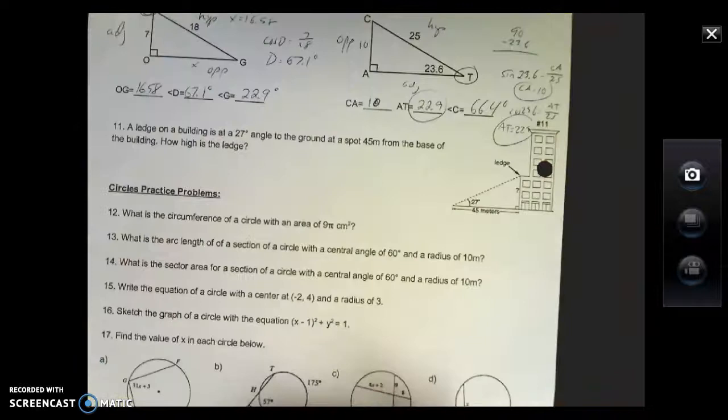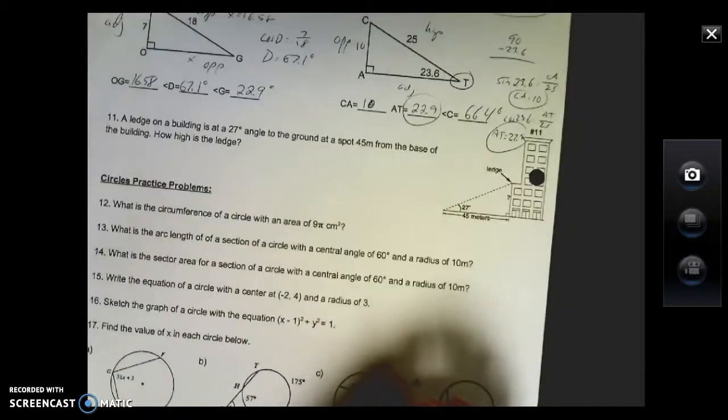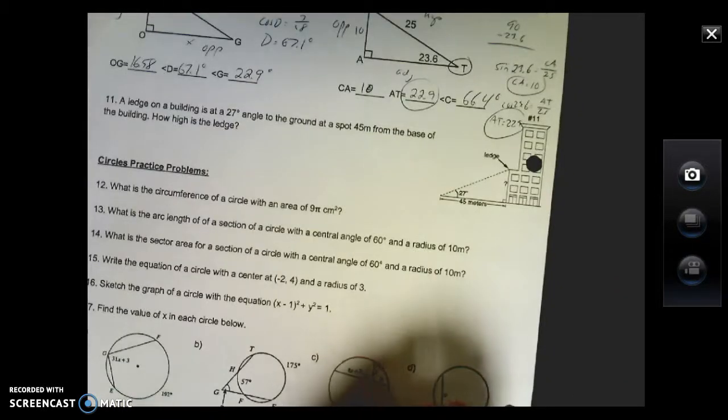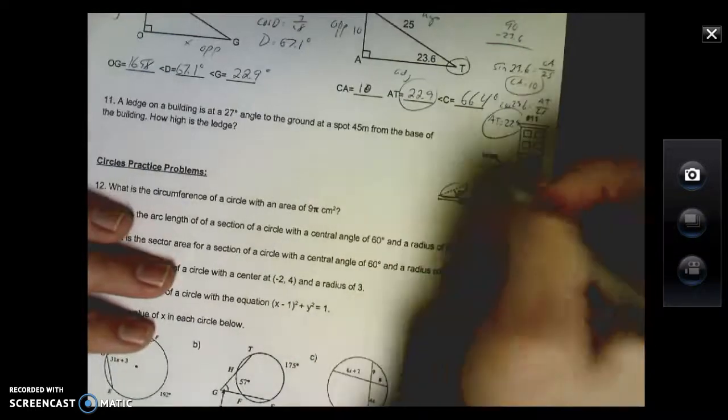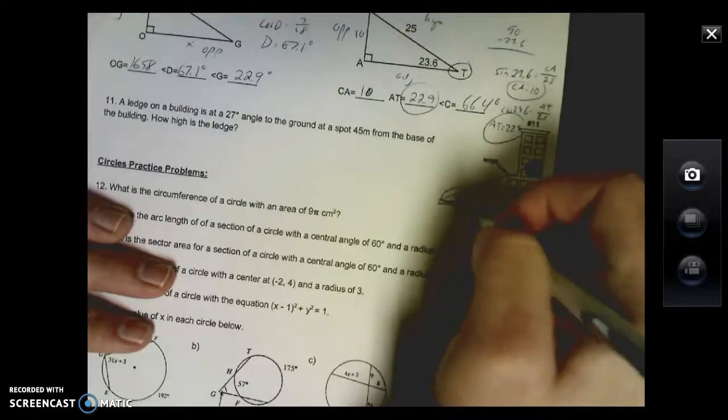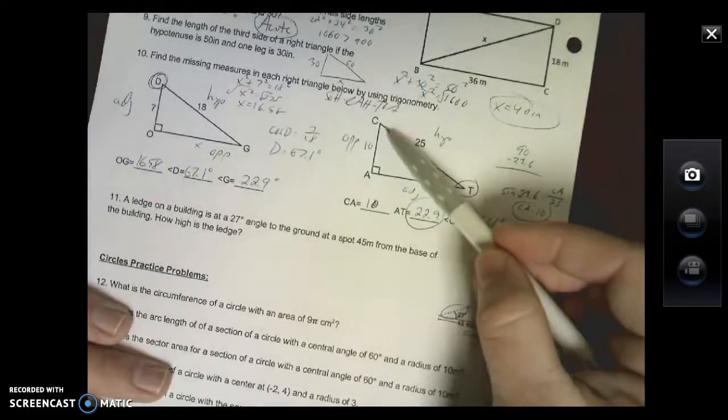Cool. Let's see here. A ledge on a building is at a 27-degree angle to the ground at a spot 45 meters away from the base of the building. How high is it? Here's your angle. This is opposite. This is adjacent. Which trig ratio uses O and A?